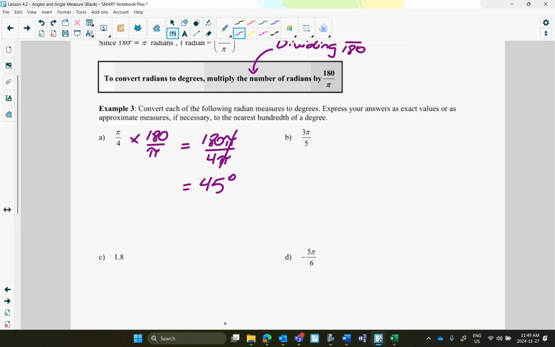3 pi over 5. Notice when we go from radians to degrees, the pi's will always cancel each other out. So this is going to give me 540 pi over 5 pi. And 540 divided by 5. And if you do it in your head, you'll get 108 degrees. Right? Because 500 divided by 5 is 100, 40 divided by 5 is 8. 108.